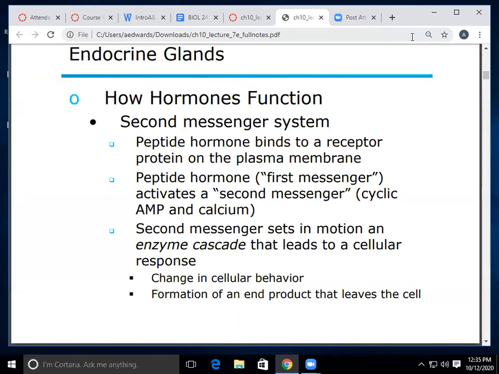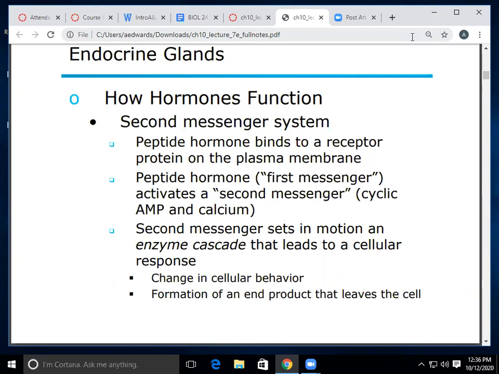They'll bind to some receptor on a plasma membrane of a cell on that gland. And that hormone functions as a first messenger. What it does is it activates a second messenger inside the cell. Could be cyclic AMP, adenosine monophosphate, and calcium. And that second messenger's role is to start an enzyme cascade. That's a fancy term which means a bunch of enzymes reacting in sequence.